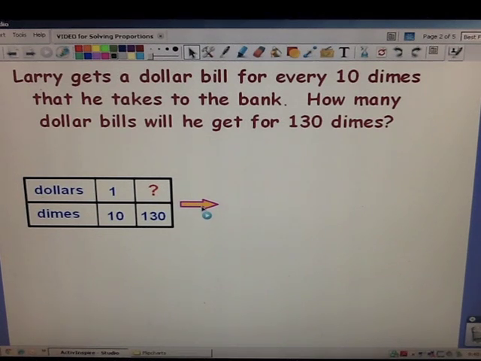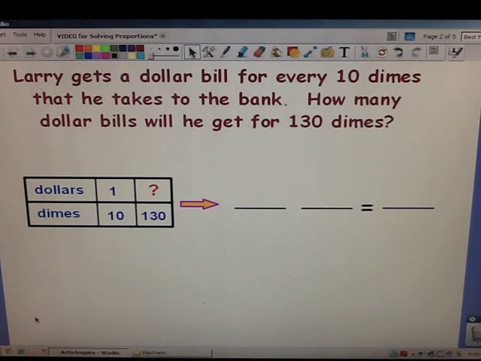So the way we set up a proportion is we're going to write them in fraction form. In the first fraction, the first thing we're going to write is always your labels. In this case, our labels are dollars to dimes. The reason we do this is it helps us remember that all of the dollar amounts will go in the top of our fraction, in the numerator, and all of the dime amounts will go in the denominator, or the bottom part.